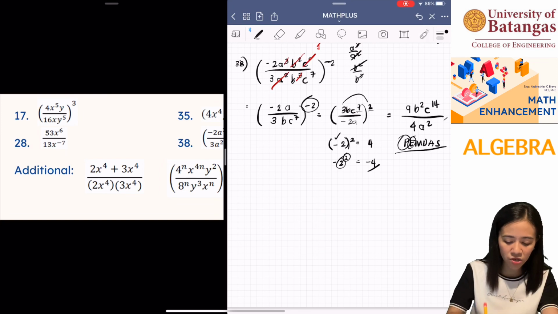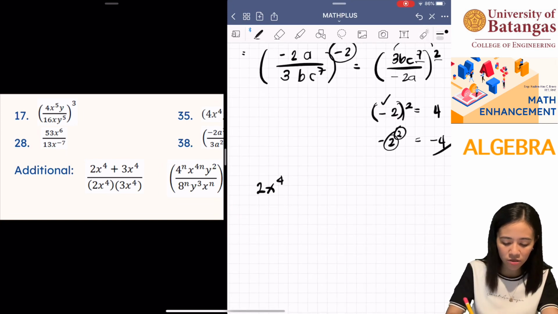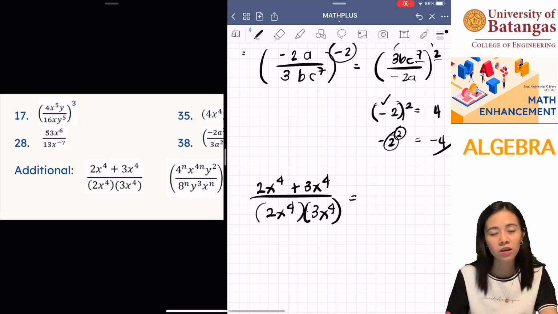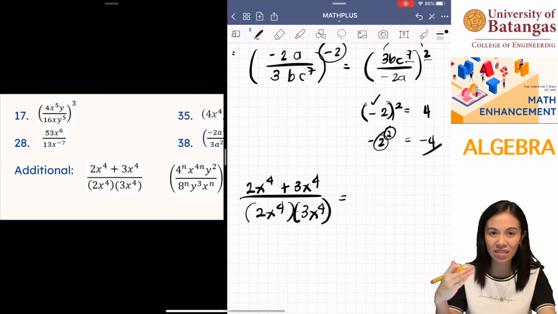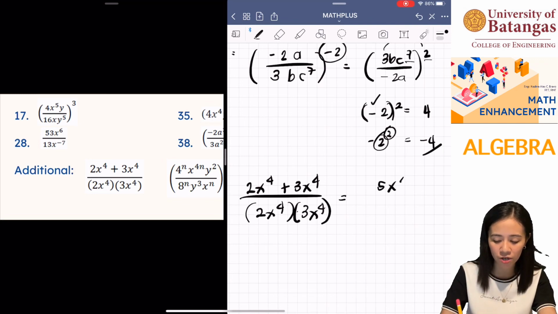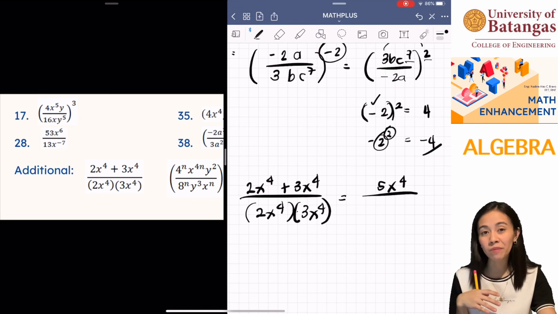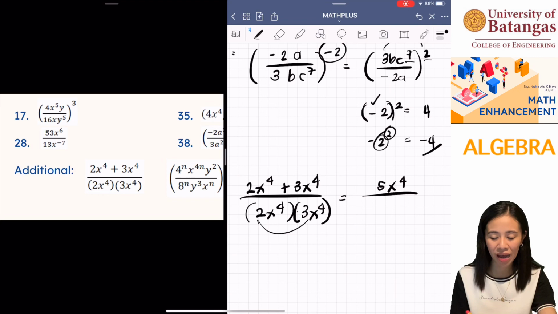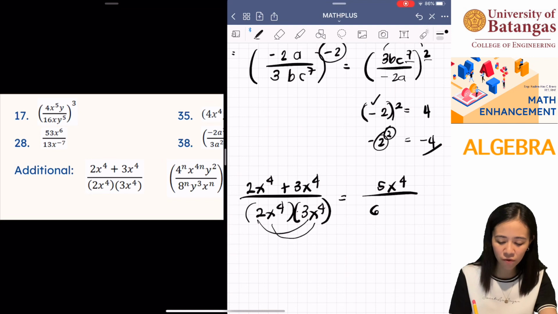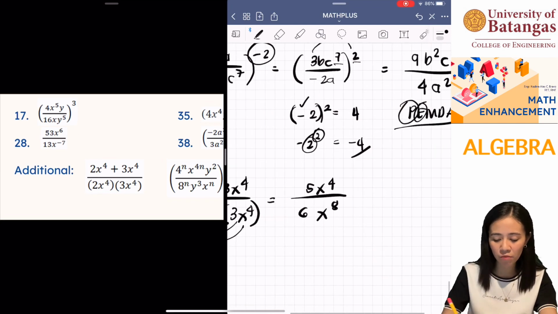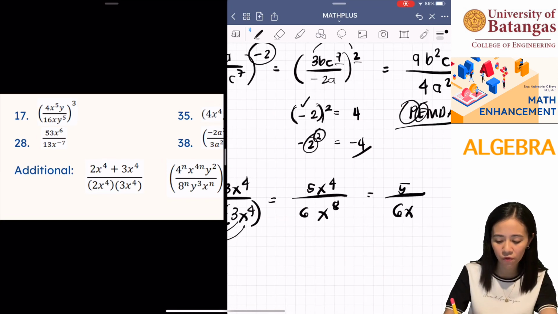So, you have an example which says 2x to the 4th plus 3x to the 4th all over 2x to the 4th times 3x to the 4th. So, we can apply basic operations on polynomial. So, in the numerator, pwede nating i-add to kasi similar terms sila eh. So, you have 5x to the 4th over yung denominator, pwede naman nating i-multiply. So, you get here 6, ha? Baka ma-add nyo din, 2 plus 3. 2 times 3, so you get 6. And then, multiplying x to the 4th by x to the 4th, same base, we add exponents. So, you have x raised to 8.